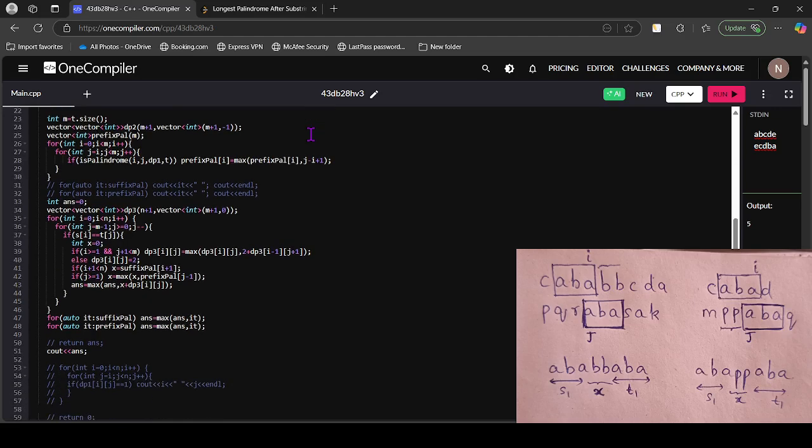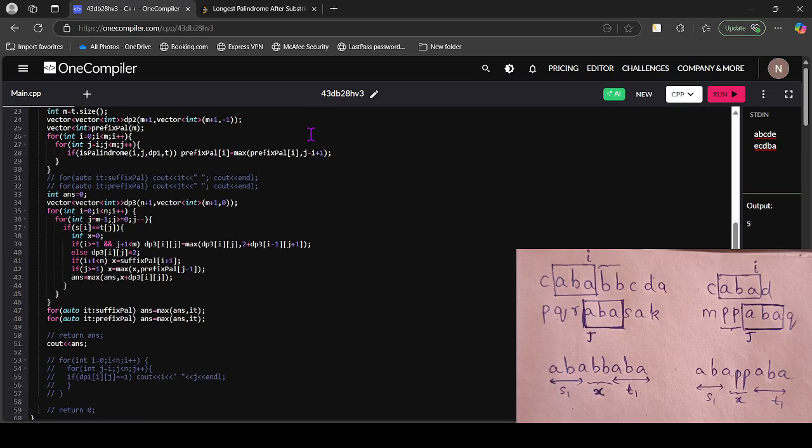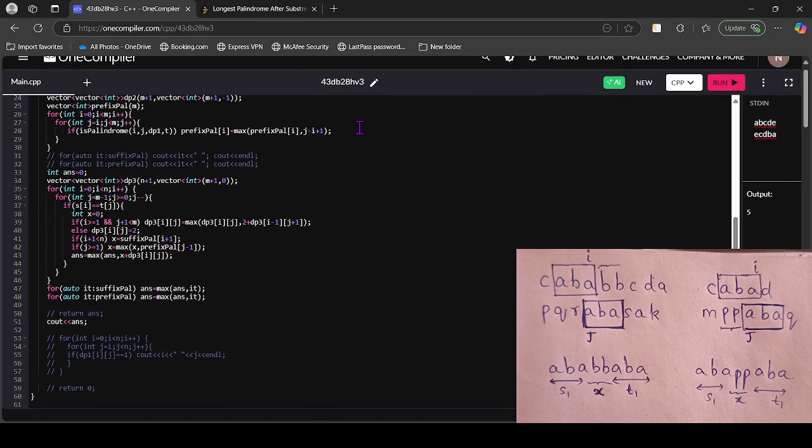So similarly for the t, we can use dp2 and the prefix palindrome. This is also similar to the first one, but prefix palindrome represents the prefix ending at I, which is a palindrome in t. Similarly, we can use two loops and get the prefix palindrome in the t. Now after these both, we can use another dp table to find the final answer.